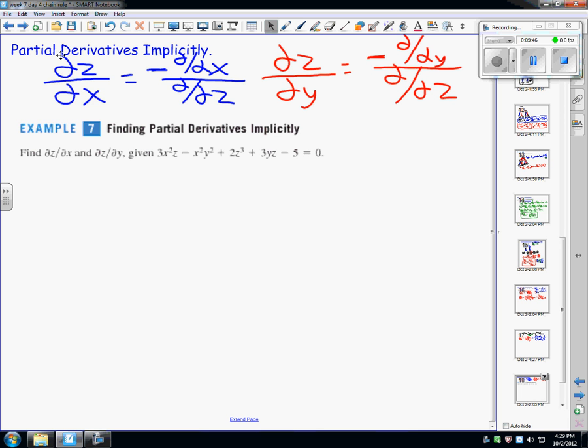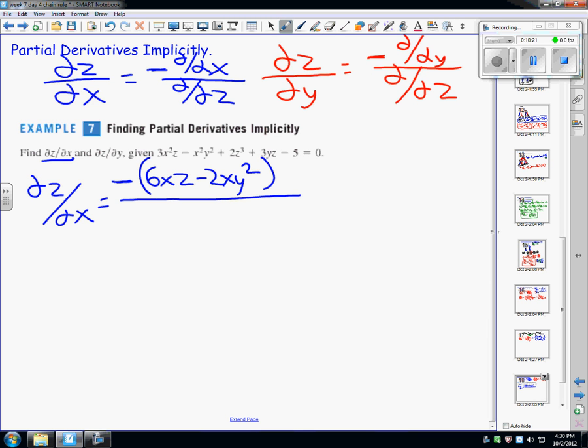Okay? So, if I look at it, let's do the first one here. I want that guy. So the partial of z over the partial of x is negative. Let's see, which guy do I need up top? The x guy. So I'm going to take that guy's derivative. Well, the derivative of 3x squared z is 6xz minus 2xy squared. And there's no more x's, so that's all I need on top.